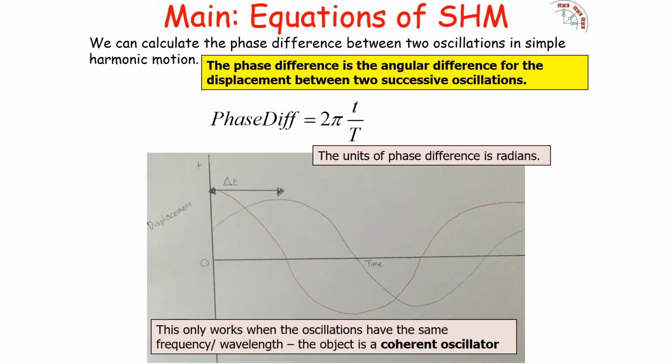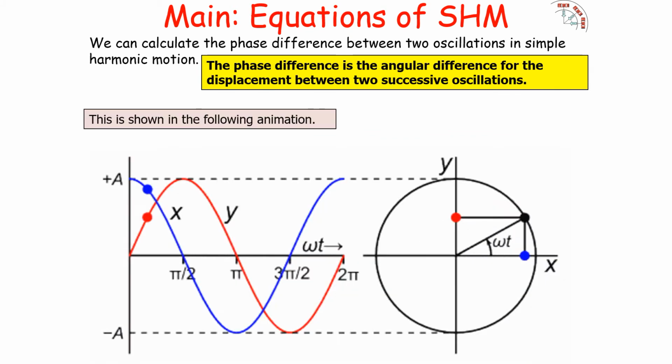We can calculate the phase difference between two oscillations in simple harmonic motion. The phase difference is the angular difference for the displacement between two successive oscillations. This will only work when the oscillators are coherent: they have the same frequency and wavelength and the same phase difference. The phase difference can be considered the difference in swing cycle between the two pendulums, which is shown in the following animation here.